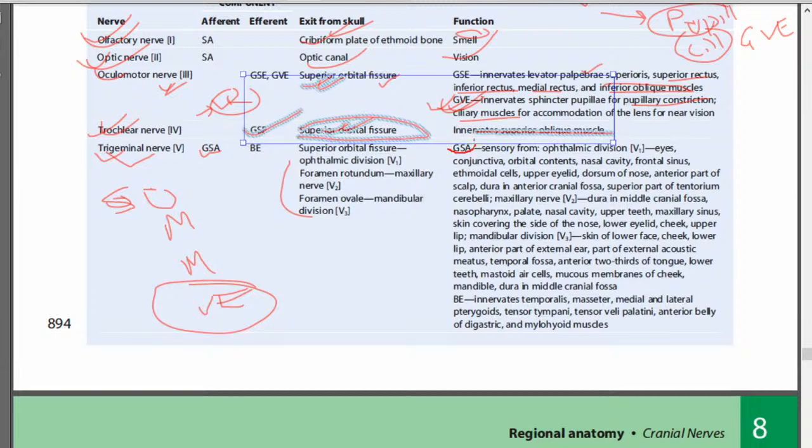So general somatic afferent, sensory from the ophthalmic division: eyes, conjunctiva, orbital region, nasal cavity, frontal sinus, upper eyelid, dorsum of the nose, and anterior part of the brain. Okay.